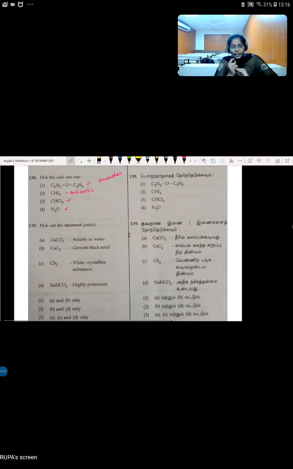Next, pick the incorrect pair. There is a table in carbon and its compounds about inorganic carbon compounds, where the properties of inorganic carbon compounds are given. Now, calcium carbonate is soluble in water? No, calcium carbonate is insoluble in water. So this is false. Calcium carbide is a grayish black solid. This is true.